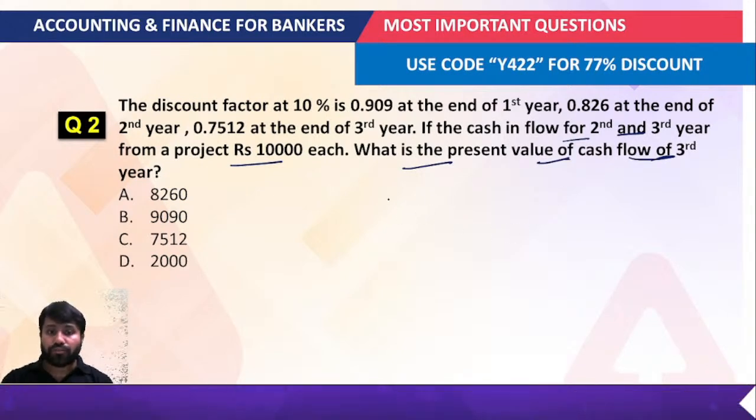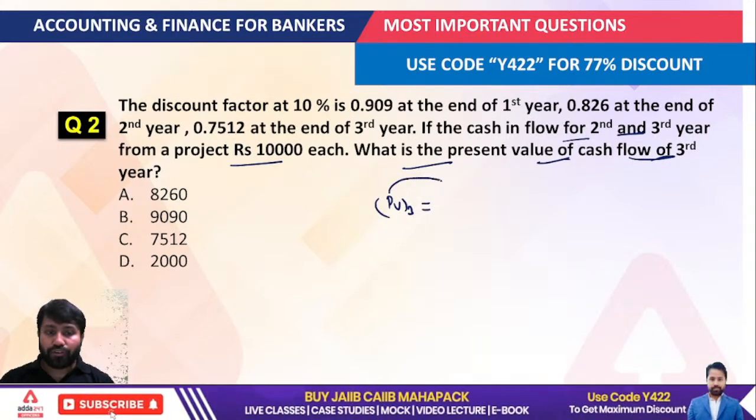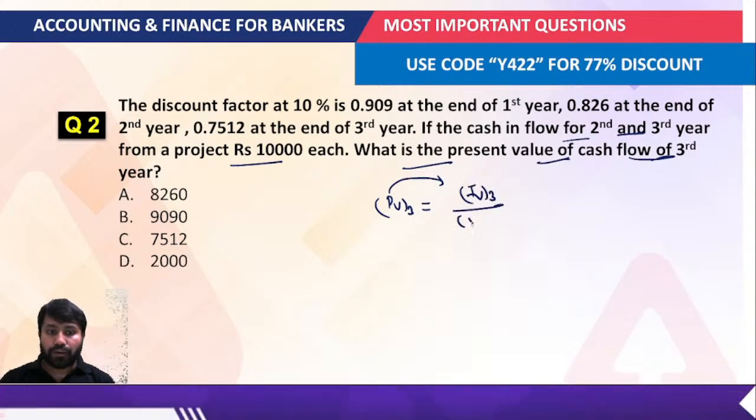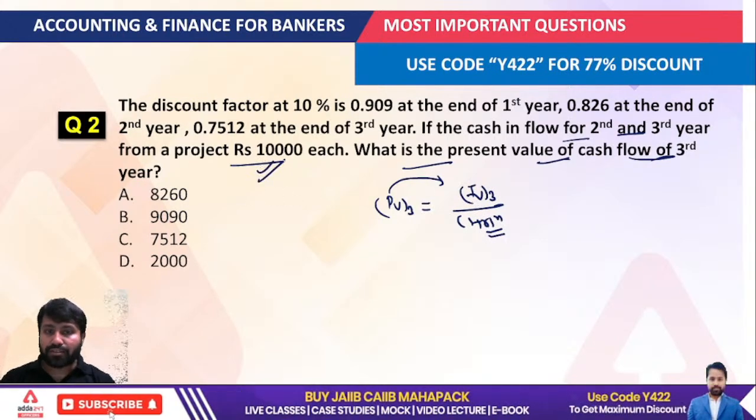Now again you have to understand, here we have to find the present value for the third year, and we know that we have to write the future value of the third year divided by (1 plus r) to the power n. Okay, now you can understand the future cash inflow given here is 10,000. Just right here, that is 10,000.